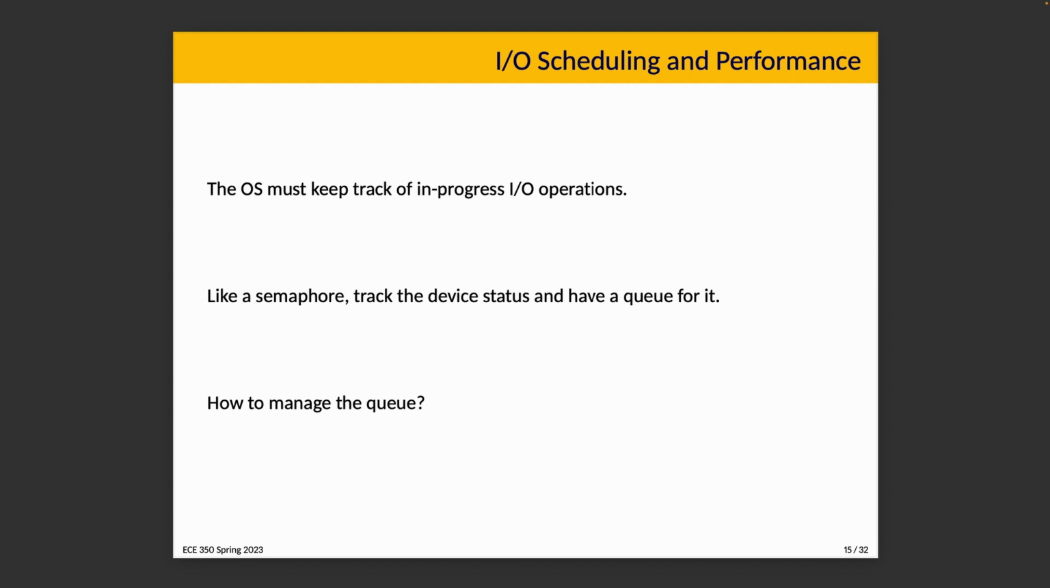But like we talked about for, say, a semaphore, the operating system needs to keep track of device status and have a queue for each device so that we understand where the thread is blocked. If the thread is waiting for something, you're waiting your turn to send data over the network or something like that, well, we need to have a way of keeping track of the fact that this process is blocked trying to access the network. Just as we've discussed for the semaphore. So that makes sense. But how do we manage the queue?